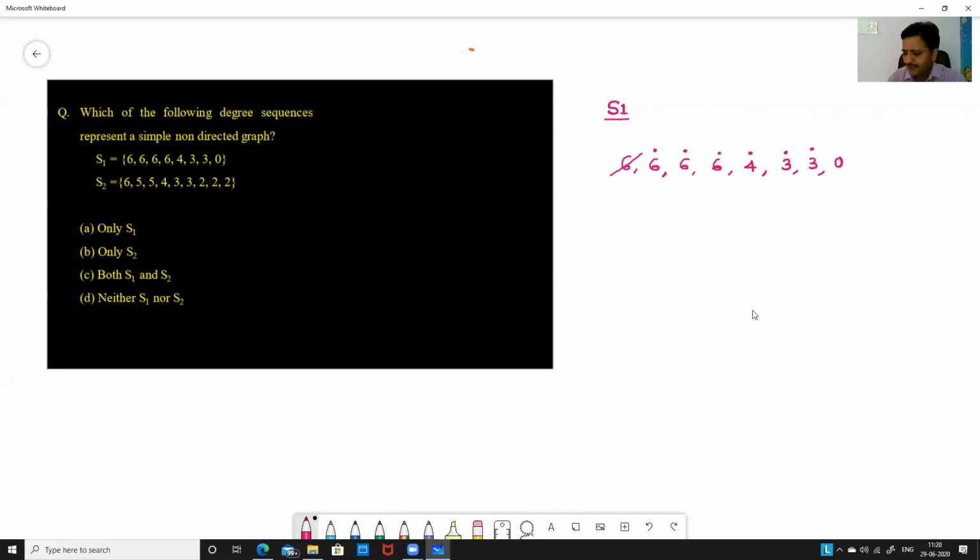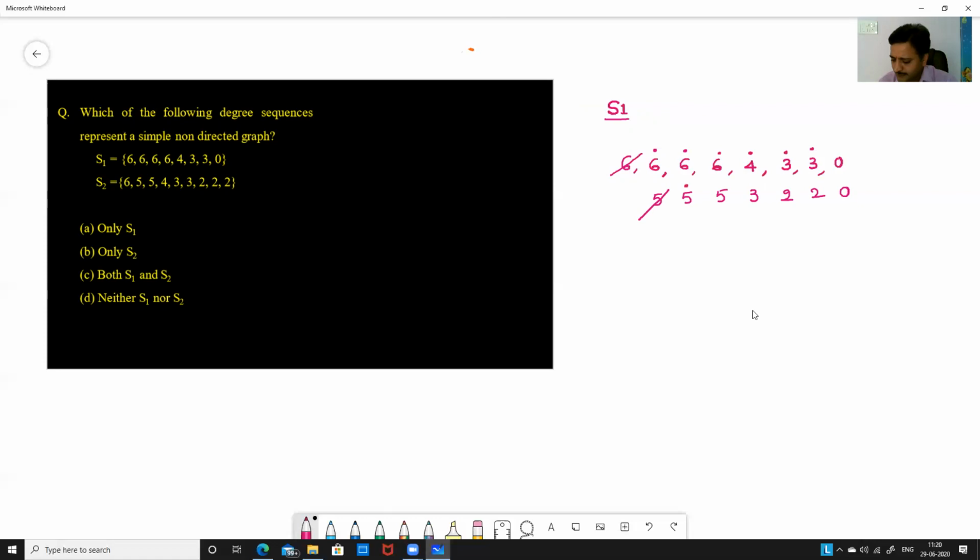From each and every degree, you have to subtract 1. By subtracting 1, 6 minus 1 is 5. 6 minus 1, 5. 6 minus 1, 5. 4 minus 1, 3. 3 minus 1, 2. 3 minus 1, 2. And it is 0. After that, verify whether they are in decreasing order or not. Yes, they are in decreasing order. Fine. Then again repeat this process. What is the first one? First one is 5. Simply cut it, and identify the first 5 vertices' degrees.